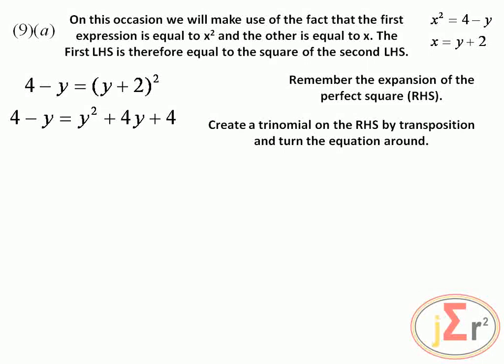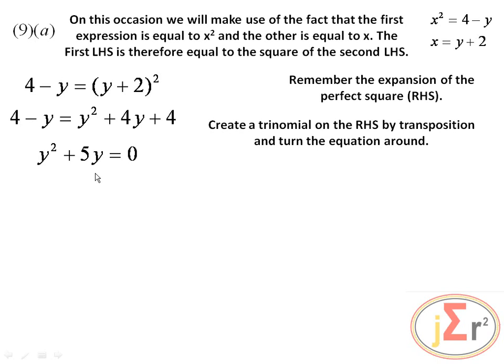Create a trinomial on the right hand side by transposition and turn the equation around. As a matter of fact, we just have 2 terms. So transposing this, we have a positive y, so 4y plus y is 5y. The 4's are gone, and then we have y squared. Turn around. y squared plus 5y is equal to 0.